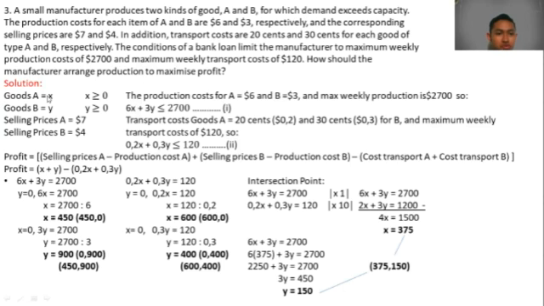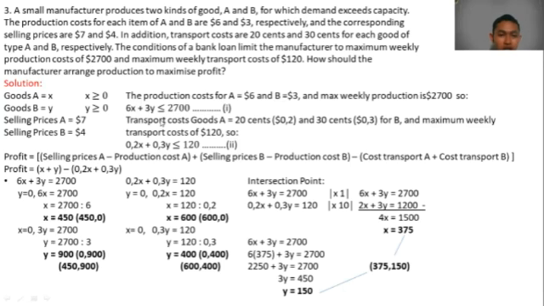And the solution is here. First, we put goods A as x and goods B as y, and then x is greater than or equal to 0 and y is greater than or equal to 0. From the problem, we know that the production cost for A is $6 and for B is $3, and the maximum weekly production cost is $2,700. So we get the first inequality, 6x plus 3y less than or equal to 2,700.